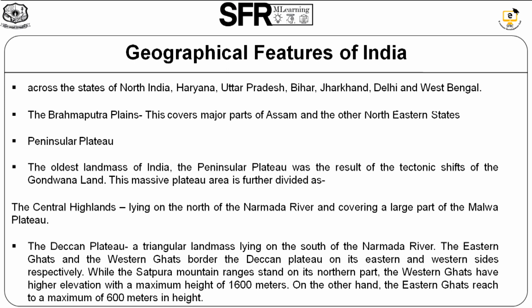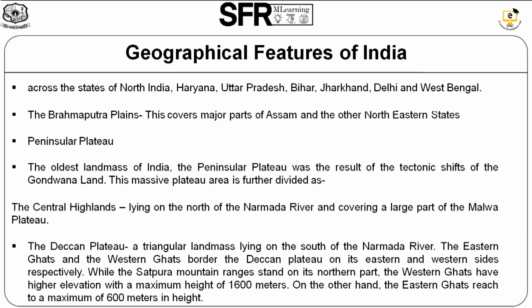lying on the north of the Narmada river and covering a large part of the Malwa plateau. The Deccan plateau, this is also one of the physical features of India, and it is a triangular landmass lying on the south of the Narmada river. The eastern Ghats and the western Ghats border the Deccan plateau on the eastern and western sides respectively. This we have already seen in the India map.